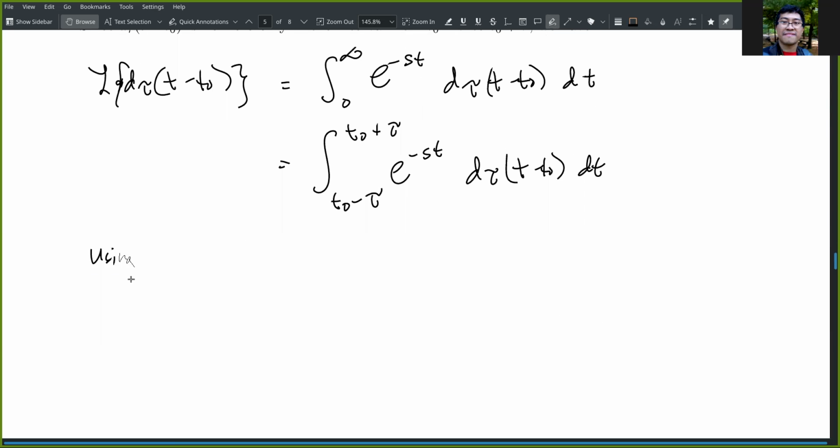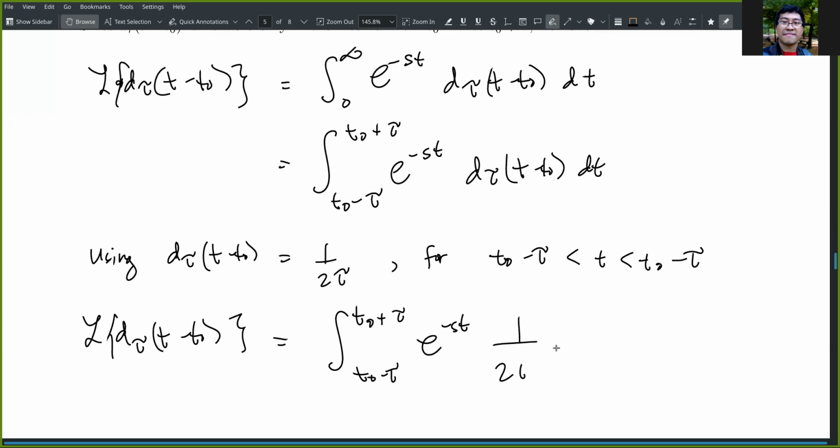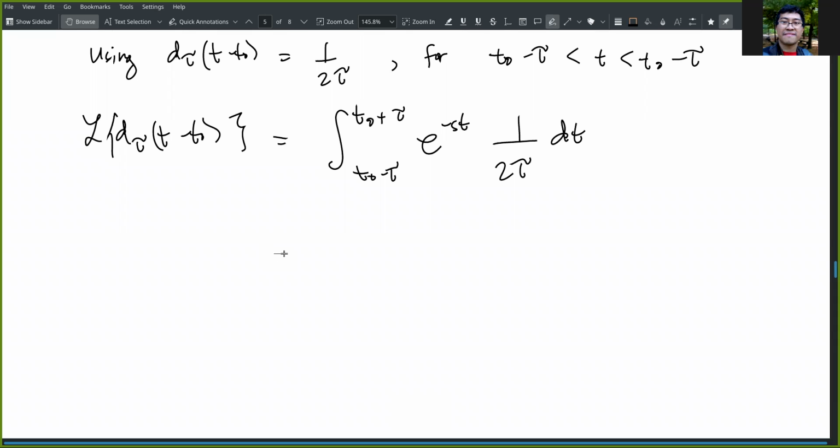Now we use our simple form for d tau, 1 over 2 tau for the interval t naught minus tau to t naught plus tau. So our Laplace transform of d tau(t minus t naught) would become the integral from t naught minus tau to t naught plus tau of e to the minus st times 1 over 2 tau dt. So this becomes negative 1 over 2 tau s, where the negative comes from the integral of e to the minus st, giving negative 1 over s. So e to the minus st evaluated from t naught minus tau to t naught plus tau.